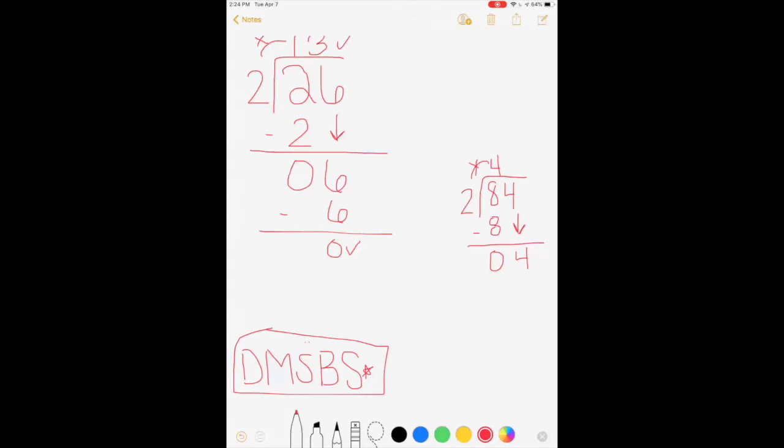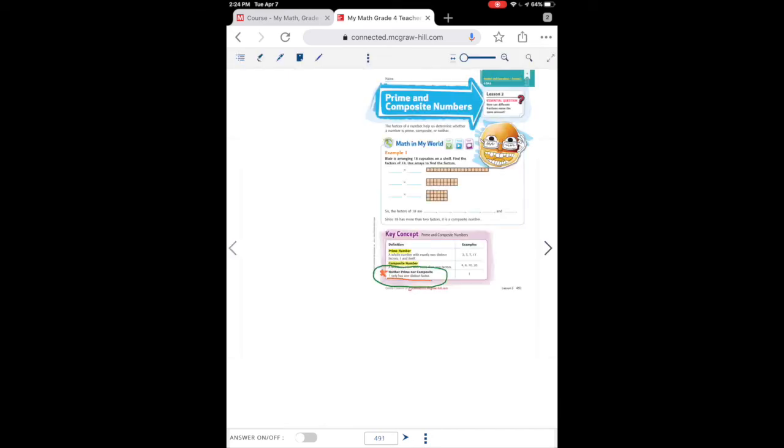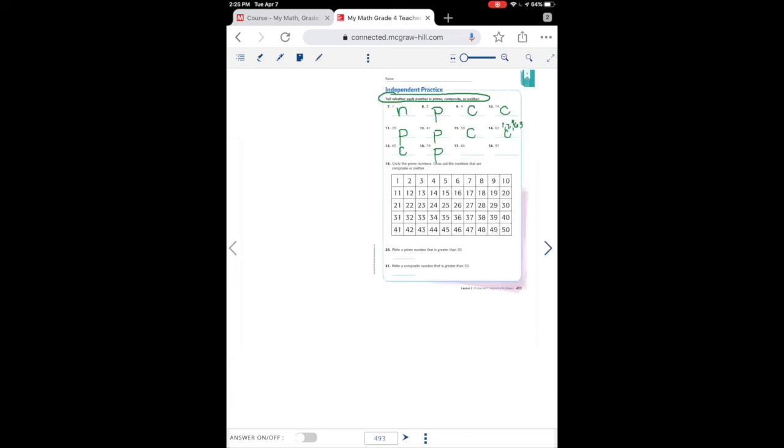So 4 divided by 2 is 2. Multiply 2 times 2 and get 4. Subtract, get 0. I have a 0 at the bottom, and my quotient doesn't have a remainder, so 84 is divisible by 2. So 2 and 42 are factors of 84, which means the factors are 1, 84, 2, and 42.